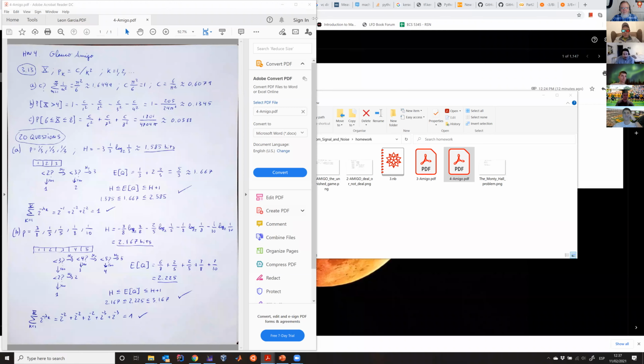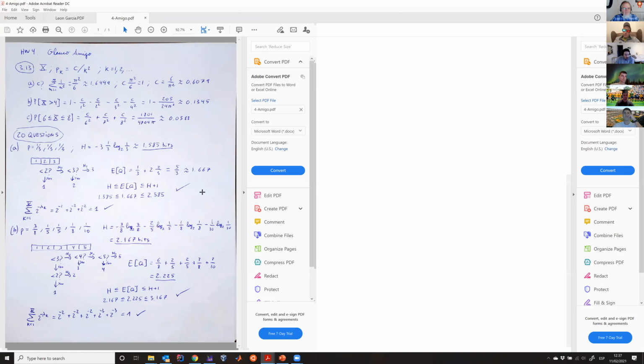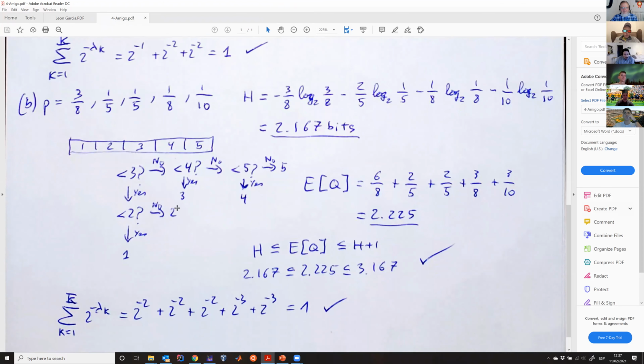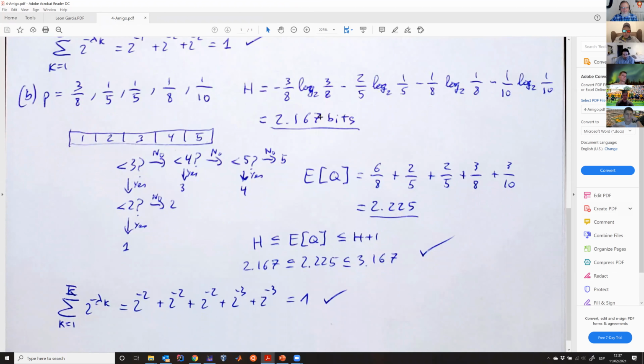What'd you get? Okay, I get the 20 questions for the second problem. For the second problem, yes. Okay, so the entropy is 2.167. And then after a couple of trials, I got the optimization for this path of questions, starting by is less than 3, yes, no, and then less than 4. And so I got the expected number of questions. I got 2.225. So it's between the entropy and the entropy plus 1.